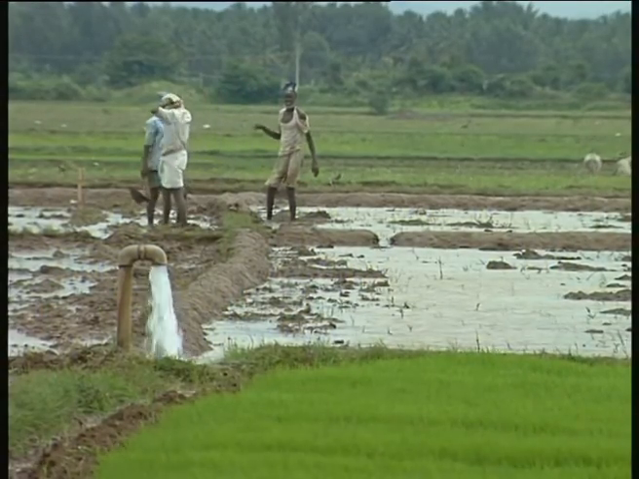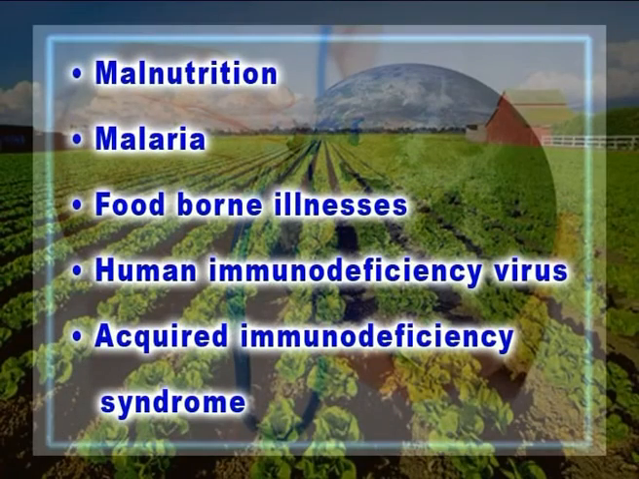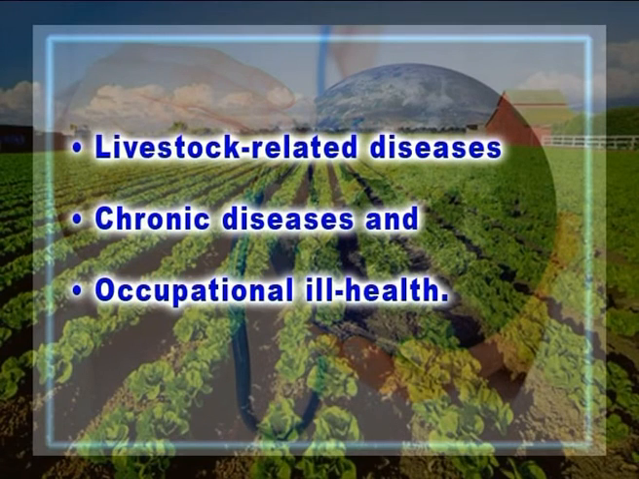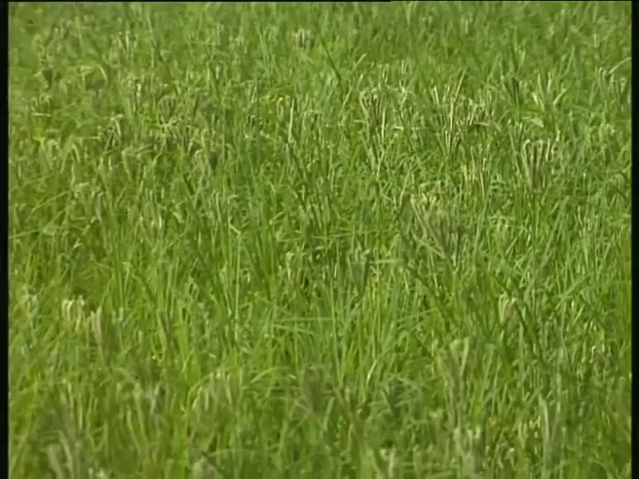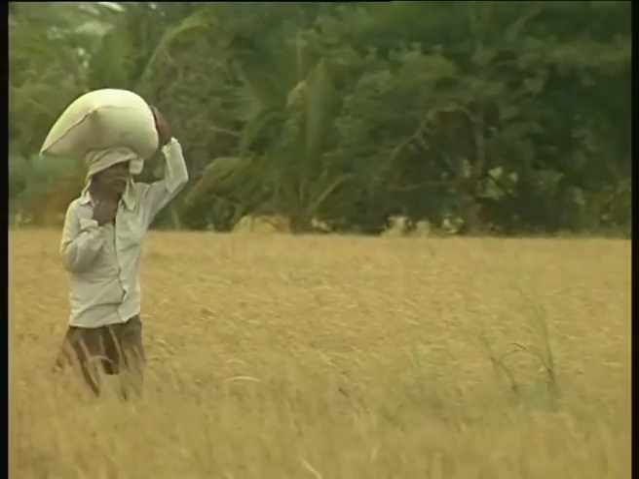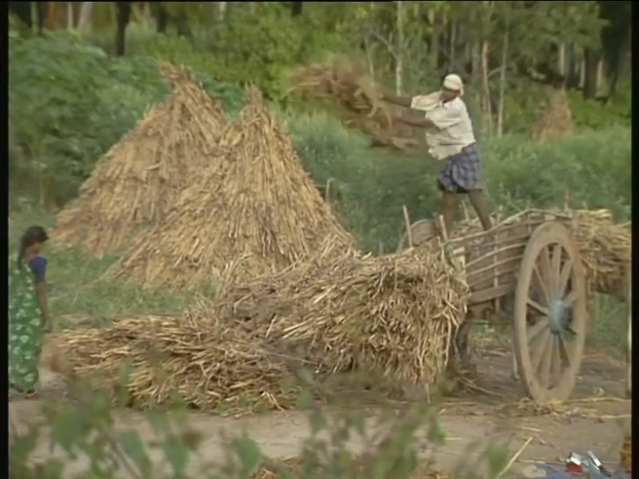At the same time, agriculture can be linked with poor health, including malnutrition, malaria, foodborne illness, human immunodeficiency virus or acquired immunodeficiency syndrome, livestock related diseases, chronic diseases and occupational ill health. Health also affects agriculture. People's health status influences the demand for agricultural outputs, and in agricultural communities, poor health reduces work performance, reducing income and productivity and perpetuating a downward spiral into ill health.